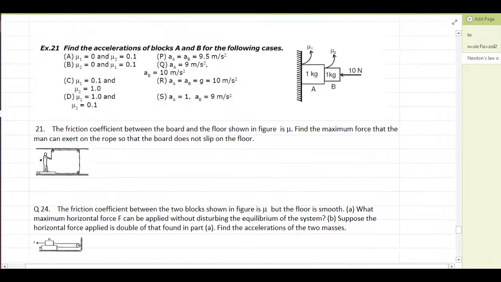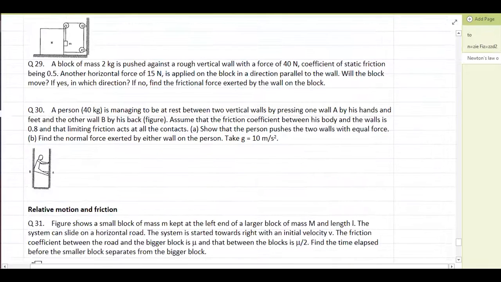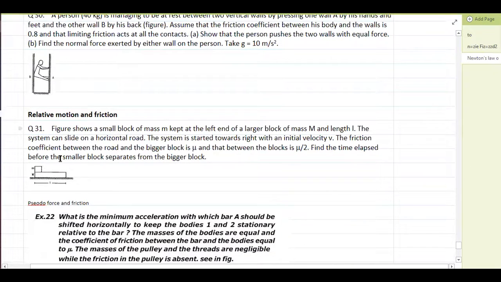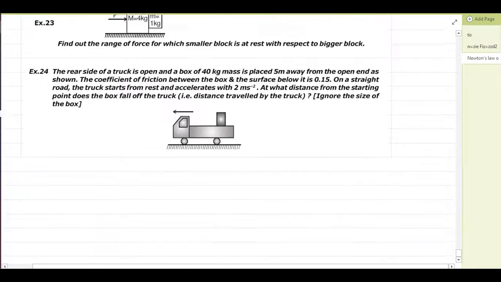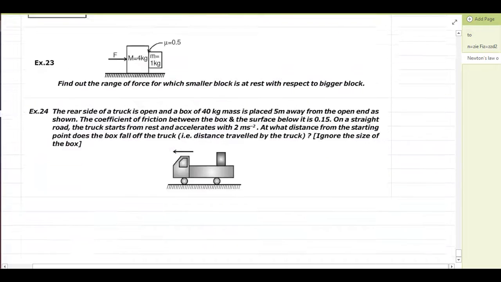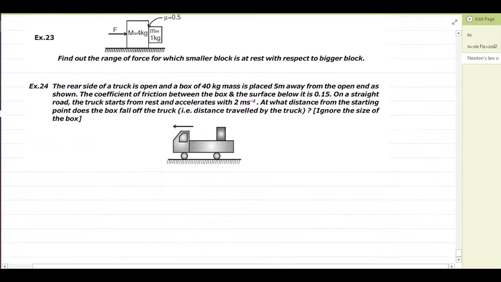We will also see two objects in the vertical direction. Then we will see this kind of question. All these questions we are going to do during this course. Then we will discuss problems based on relative motion with friction. We will also discuss pseudo force with friction. All these concepts we will discuss throughout the chapter.